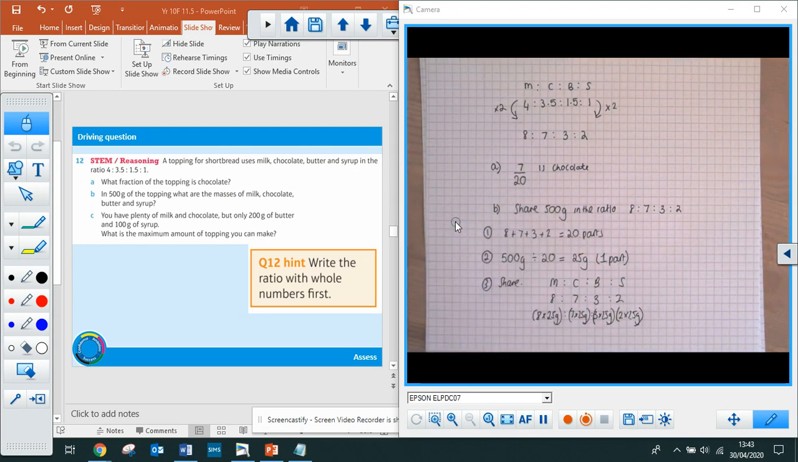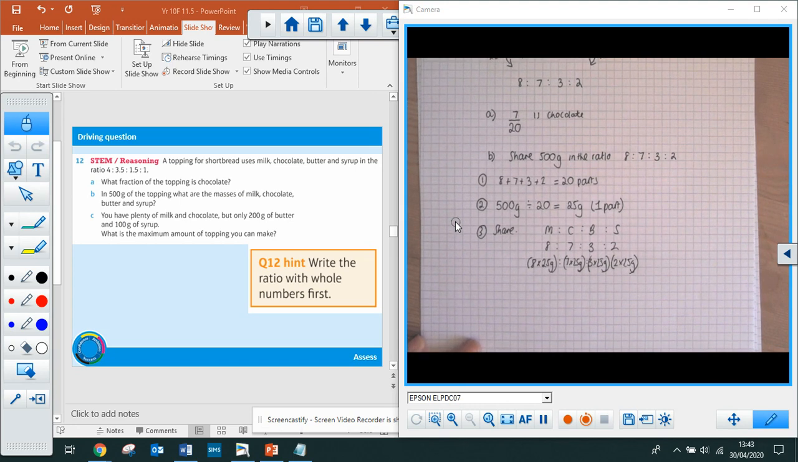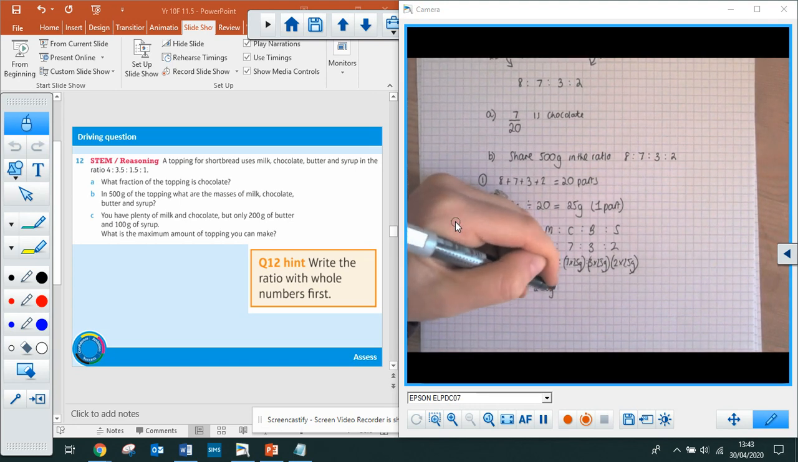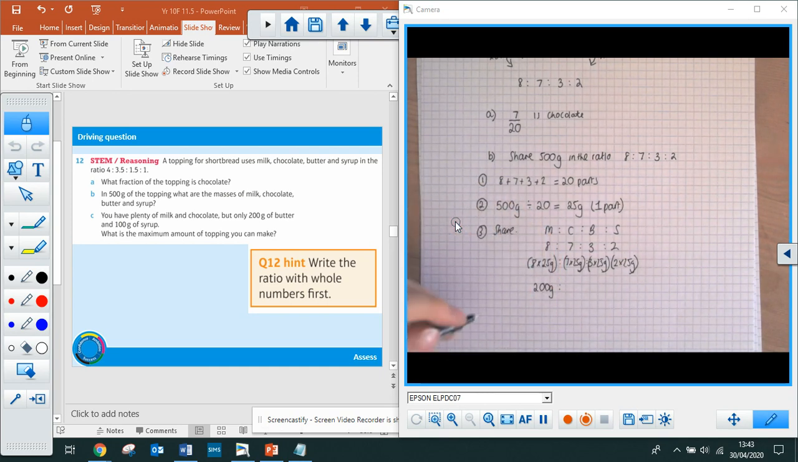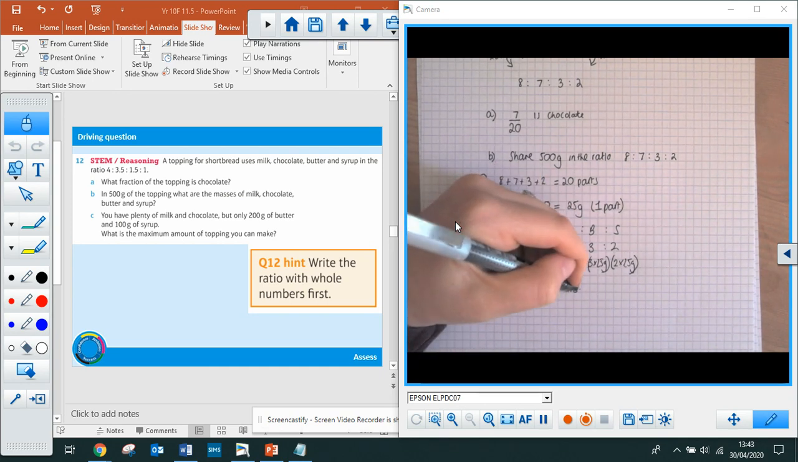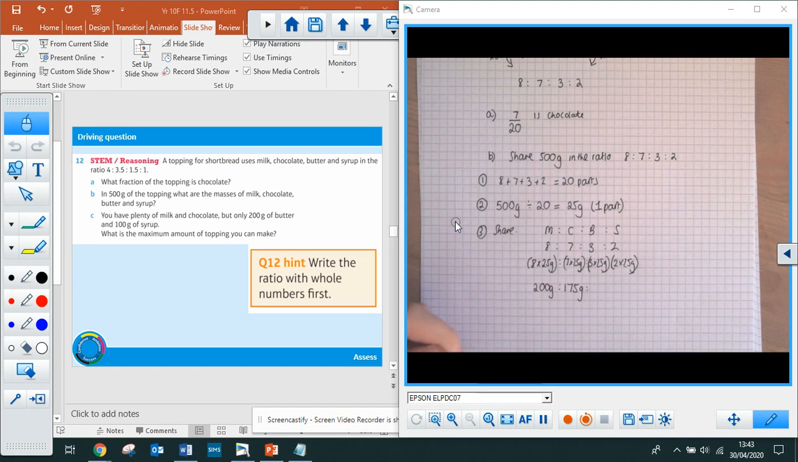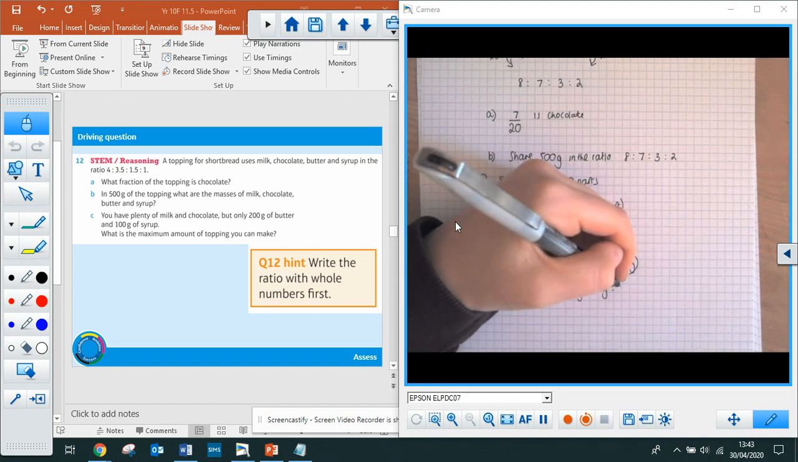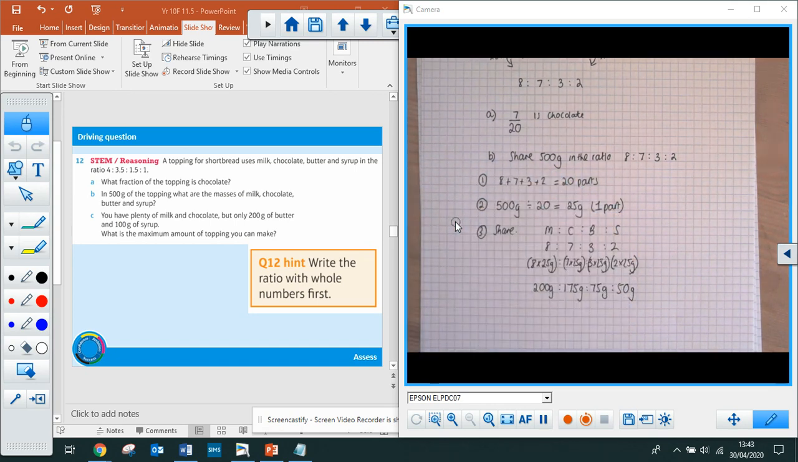And that's going to tell me my amount for each. So 8 times 25 is going to be 200 grams. 7 times 25 is 175 grams. 3 times 25 is 75 grams. And 2 times 25 is 50 grams.